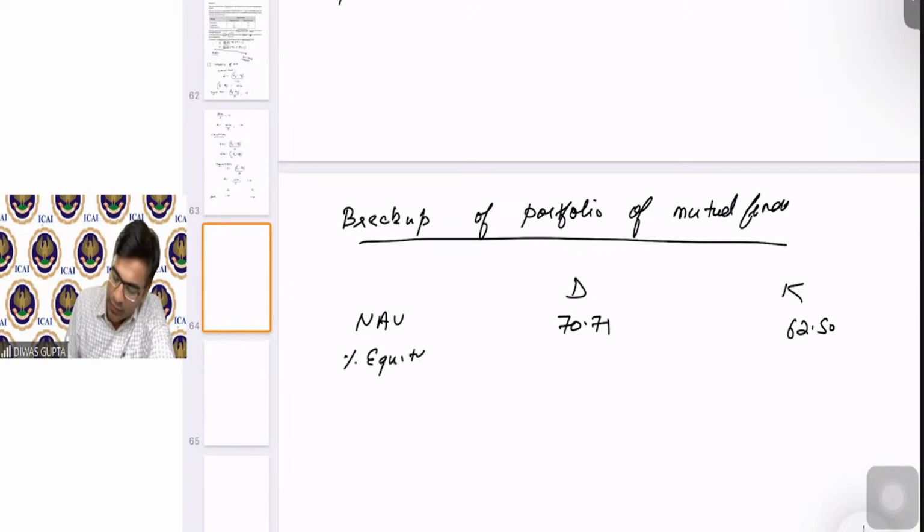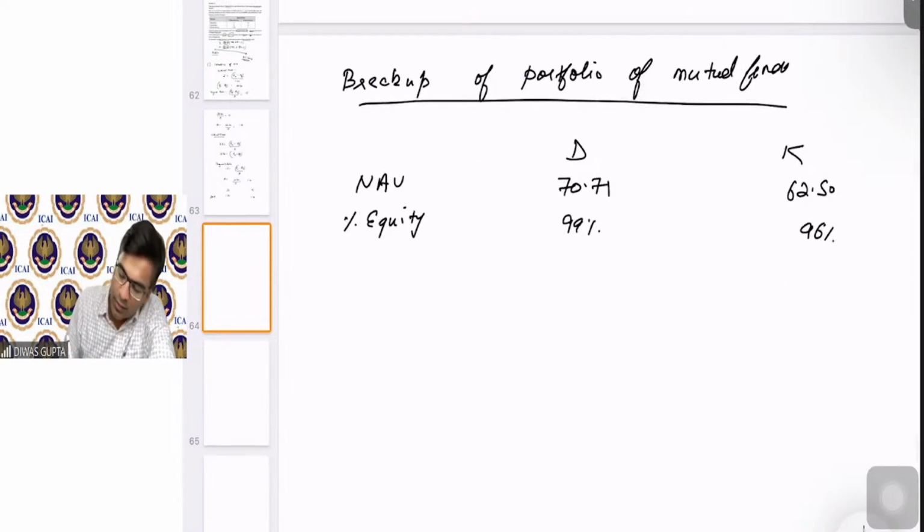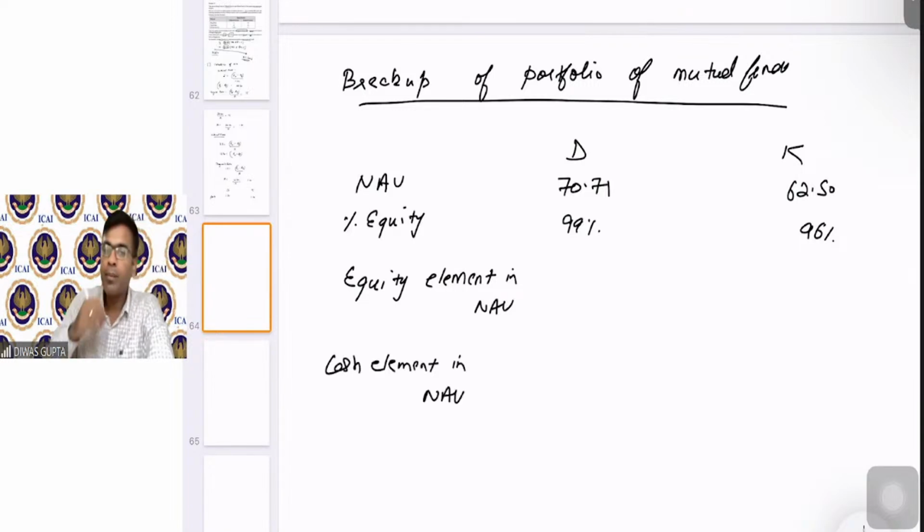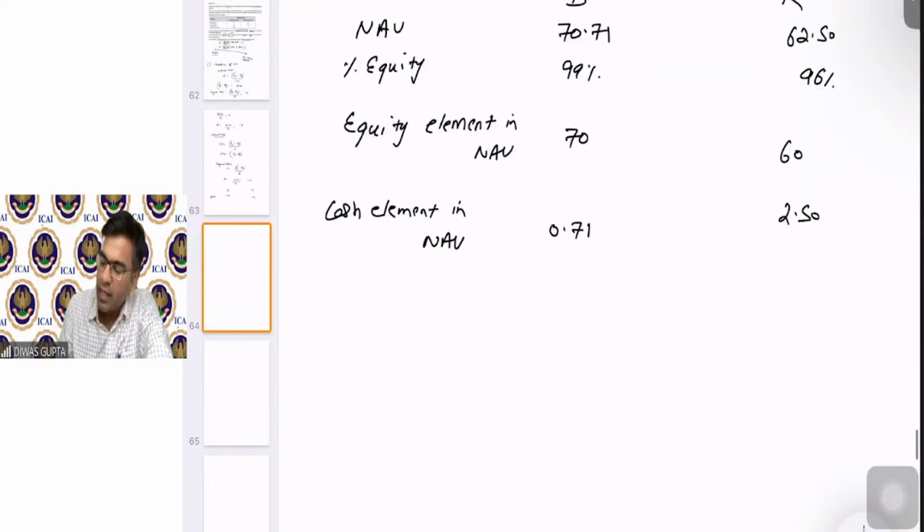Percentage of equity is how much? Here it is 99% and here it is 96%. So equity element in NAV, cash element in NAV. Can we compute that? Yes. Because we can understand from this, 99% on 70.71 is around 70. So 0.71 becomes the cash component. And similarly, here it is 60. So 2.50 becomes the cash component.